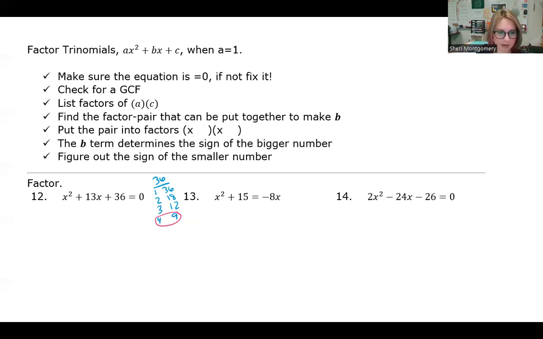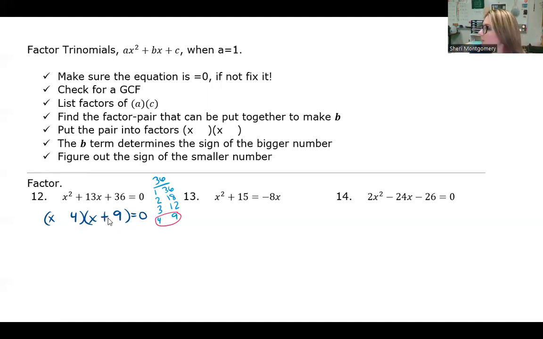Once I find my factor pair, I'm going to set up my factors. And so I'm going to take my factors and put them in there. It doesn't matter where I put the 4 or where I put the 9. I just need to put them in there. Now the middle number, or the B, so the B is always the middle number, is going to help me determine what the sign of the bigger number is. So that's positive. So that's also going to be positive, they're both adding, they're both plus.